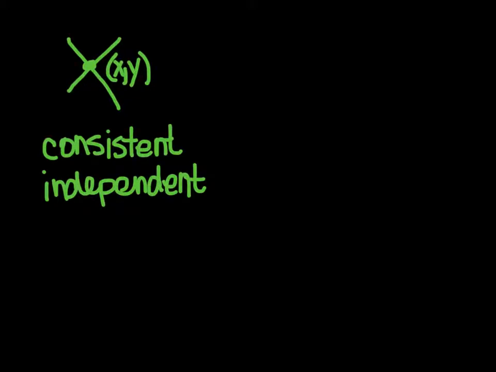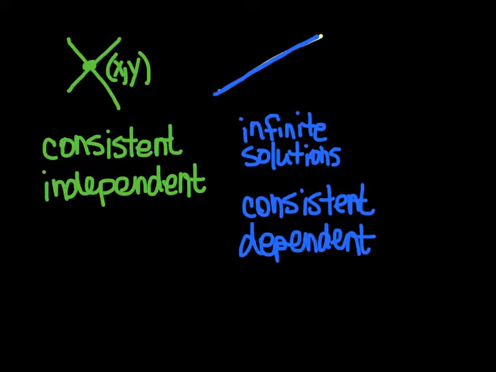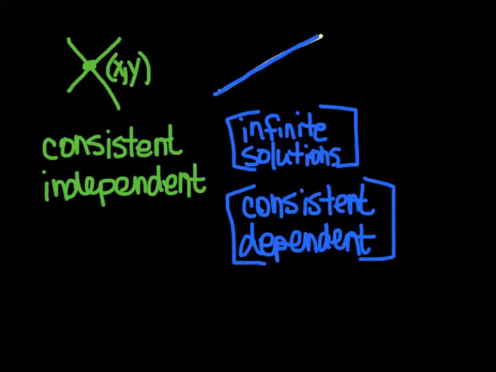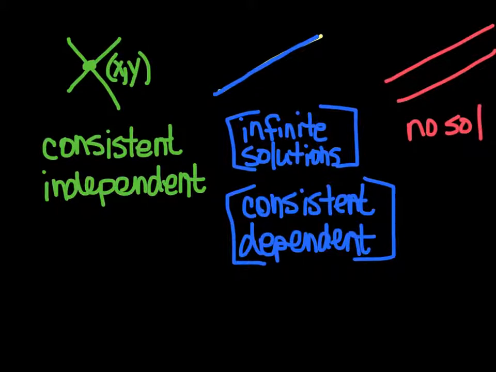The second thing that can happen is that the lines can lie on top of each other. And when that happens, you have an infinite number of solutions. And when you have an infinite number of solutions, okay, that is consistent dependent. The third thing that can happen is that the lines can be parallel and there will be no solution. And if that is the case, where there is no solution, then that is called inconsistent.